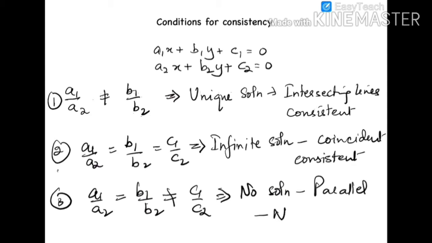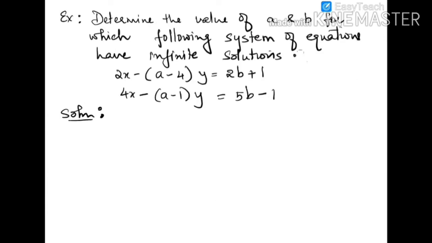And so we say that this pair of linear equations will be non-consistent. Consider this question, which is based on conditions for consistency. Determine the value of a and b for which the following system of equations have infinite solutions. Understand that in this question, we do not have to find the values of x and y. Many students misunderstand and start using substitution and elimination, which is wrong.